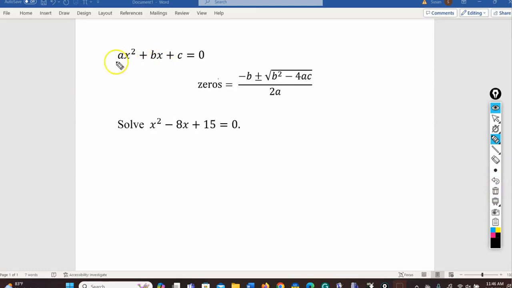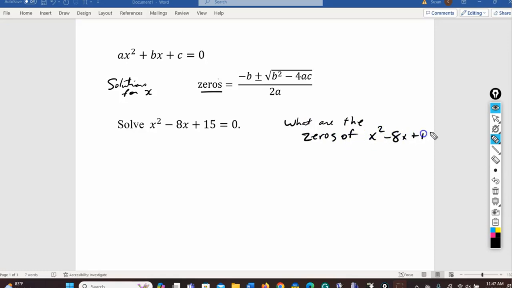Now, if you set the quadratic equation equal to 0, then the solutions for x are called zeros. So you could be asked to solve this, or the same question would be, what are the zeros of x squared minus 8x plus 15? What values of x will make that equation equal to 0?